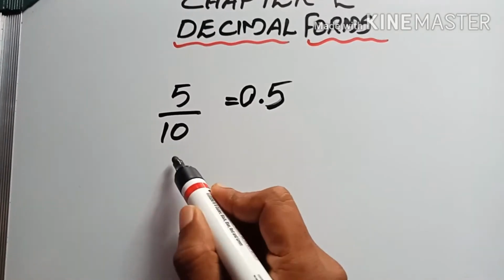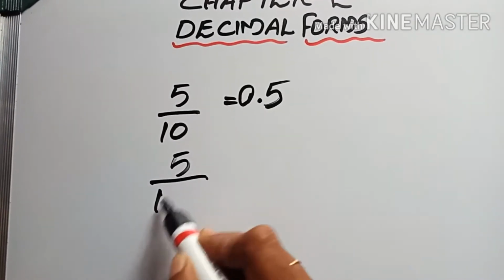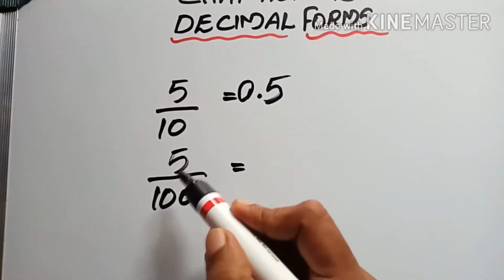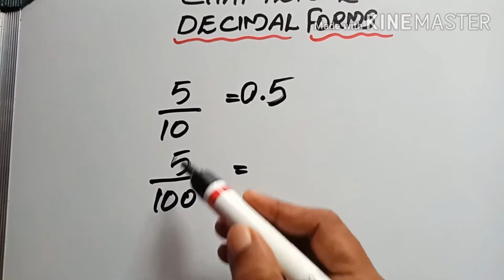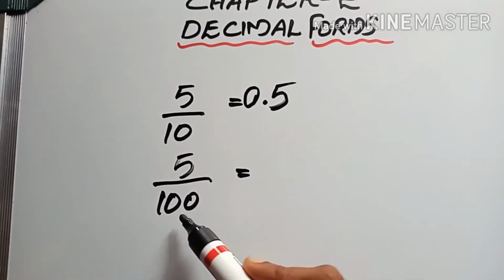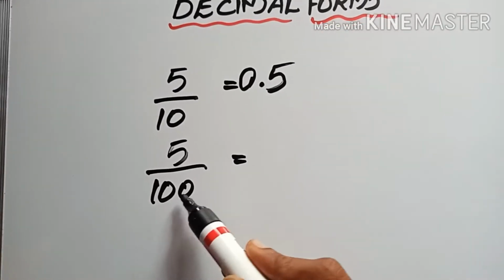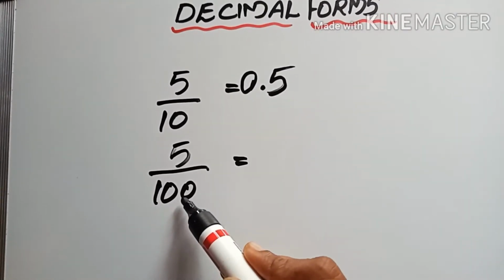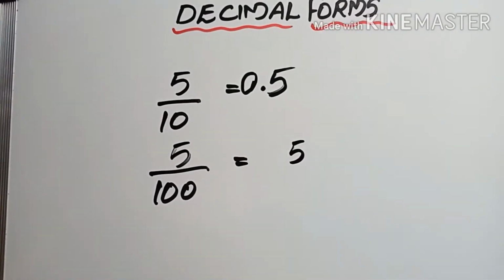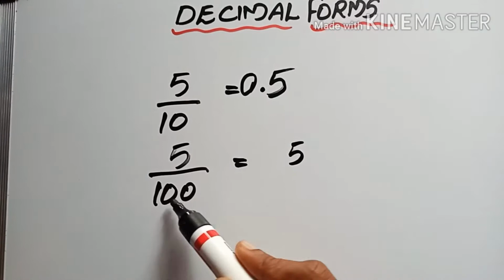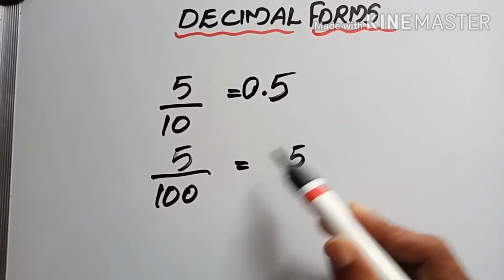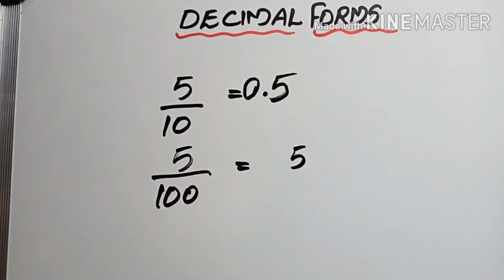Next, let's consider 5 by 100. How will we write the decimal form of 5 by 100? Here the denominator is 100. 100 is also a multiple of 10. So how many zeros here? 2 zeros. So first write the numerator. 5 is the numerator, but here we have 2 zeros. 2 zeros means before two numbers you need to put a point.